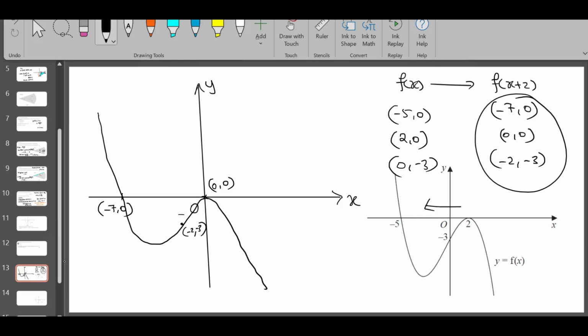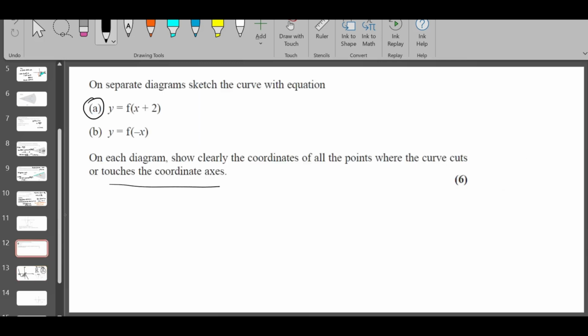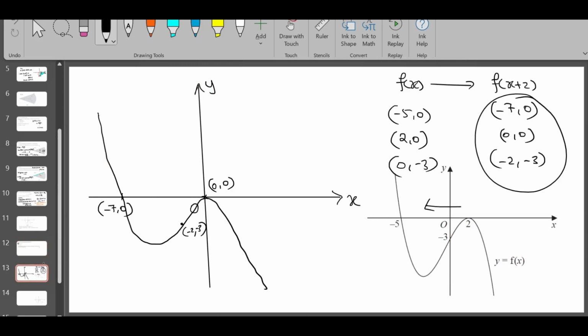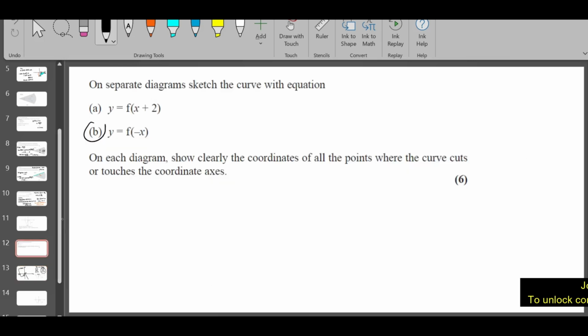But in fact, you don't need to show this point because the question clearly says if it touches or cuts the coordinate axis, you need to show the point. Okay, but I still mention the point and always label it f of x plus 2. Okay, that's the first graph. Let's sketch the second graph now.